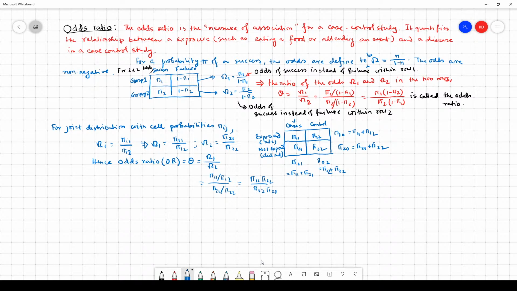So just look at the table. This is the formula. The numerator portion is nothing but pi 1 1 pi 2 2, and the denominator is this one. So this is the formula for the odds ratio. Okay.